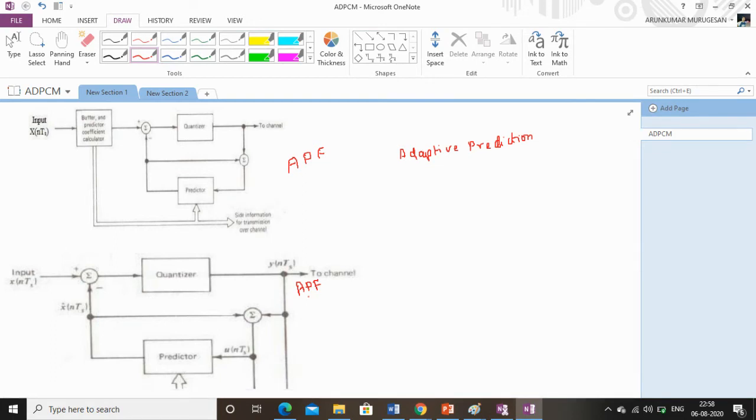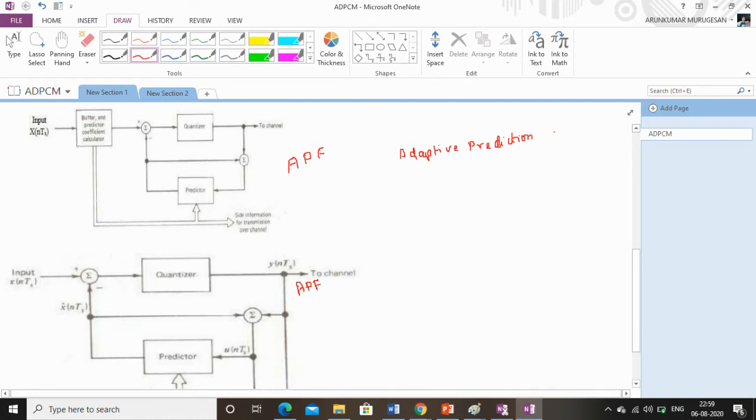Once again, I repeat: in adaptive prediction with forward estimation, unquantized samples of the input are used to derive the prediction coefficient. In adaptive prediction with backward estimation, the samples of the quantized output and prediction error are used to estimate the prediction coefficient.